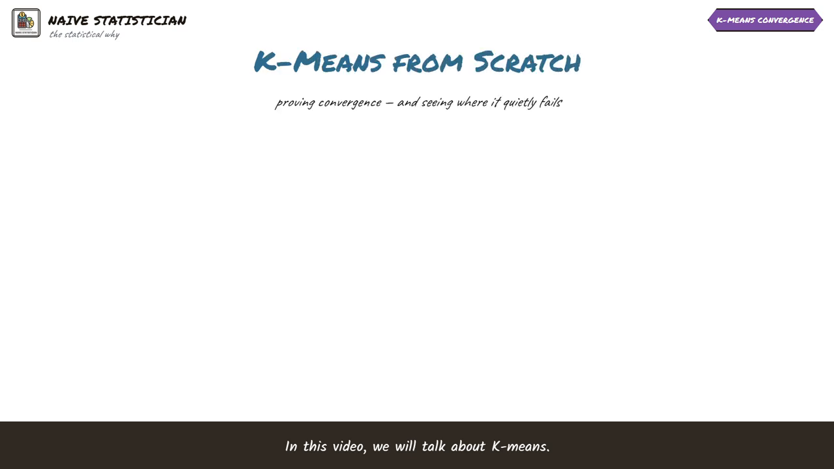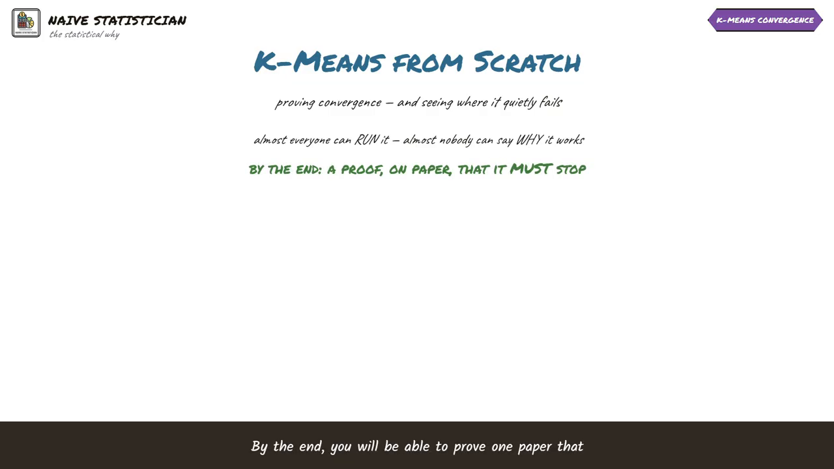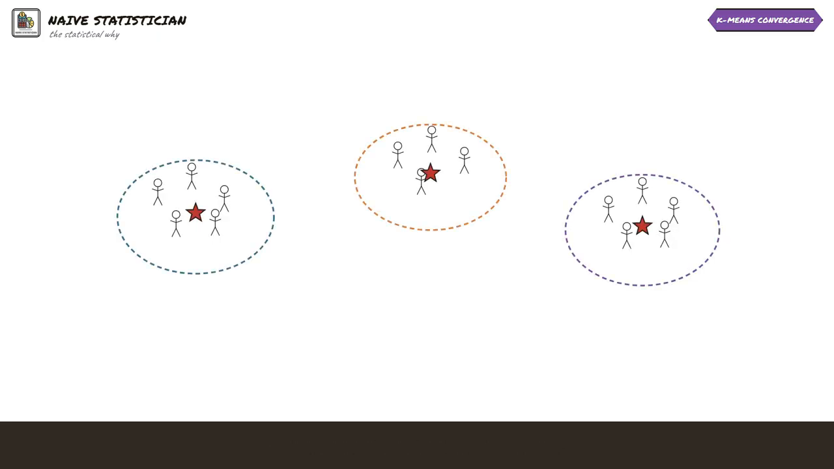In this video, we will talk about K-means, the most famous clustering algorithm there is. Almost everyone can run it. Almost nobody can tell you why it works. By the end, you will be able to prove on paper that it must work and see exactly when it quietly fails.